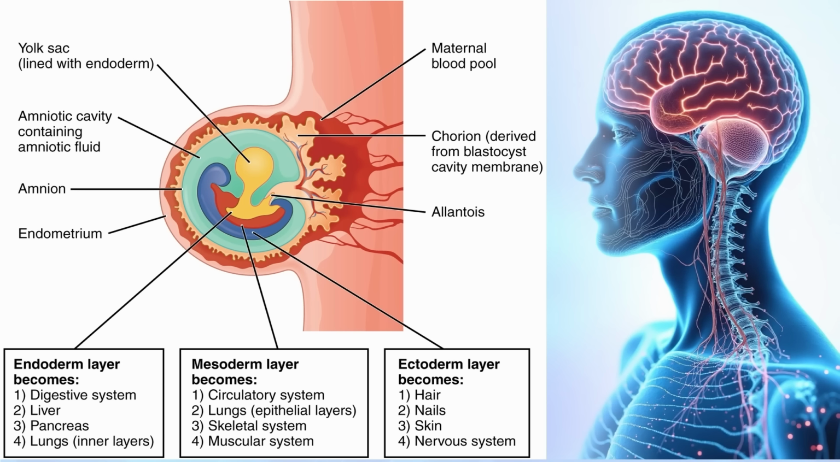The embryonic layer ectoderm becomes hair, nails, skin, and the nervous system. The mesodermal layer becomes the circulatory system, lungs, skeletal system, and muscular system. The endodermal layer becomes the digestive system, liver, pancreas, and lungs.